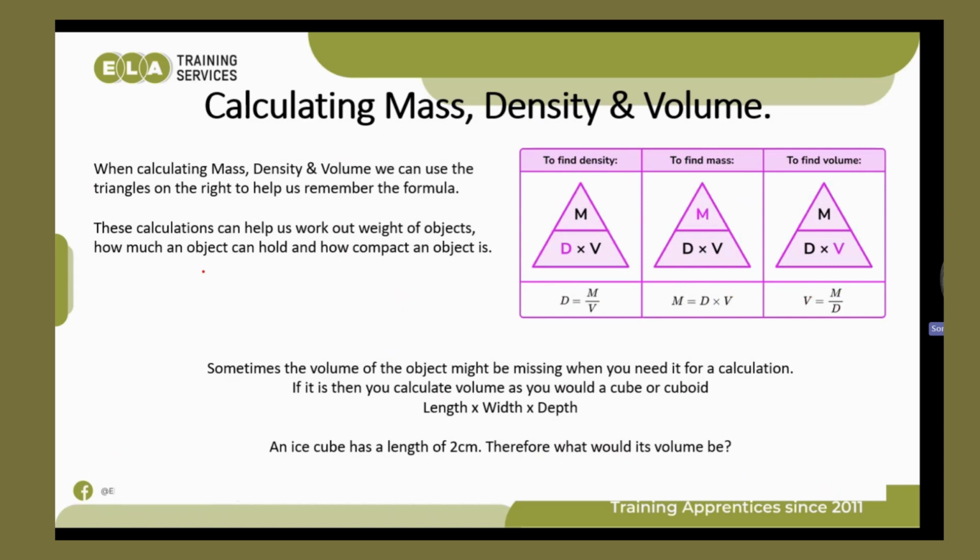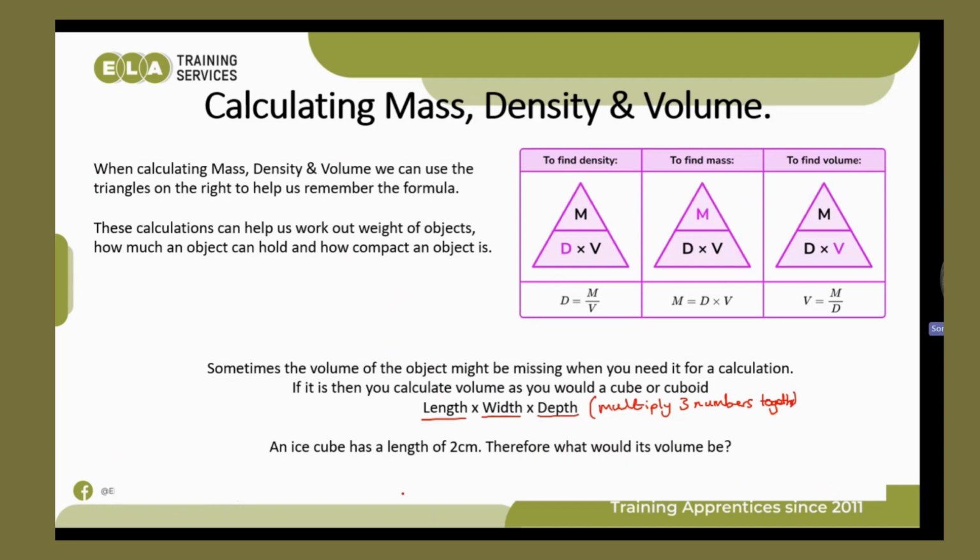And these calculations can help us work out the weights of objects, how much an object can hold and how compact an object is. Sometimes, however, the volume of the object might be missing when you need it for a calculation. If it is, you calculate volume as you would a cuboid. So you do the length times the width times the depth. So you multiply 3 numbers together. And those numbers that you're multiplying will be given to you in the question.